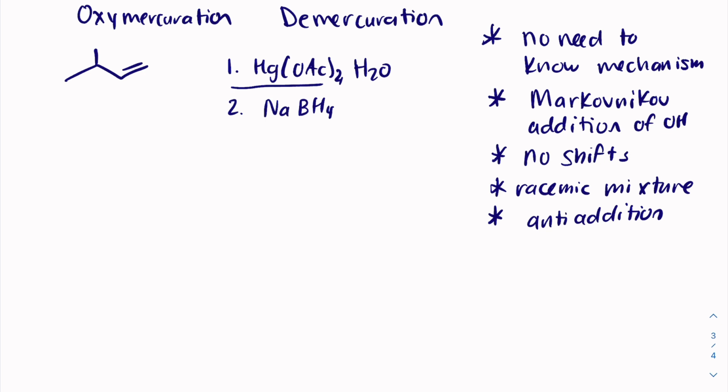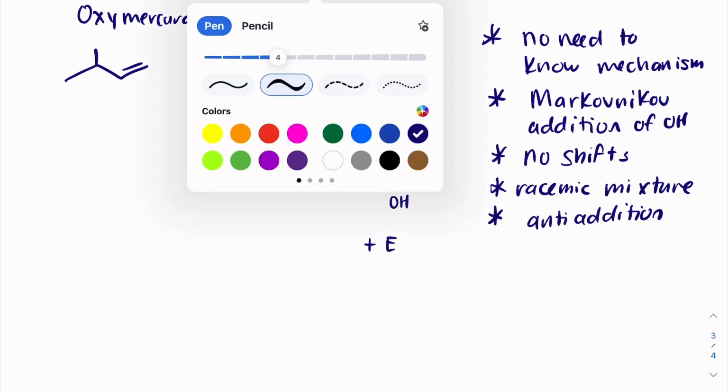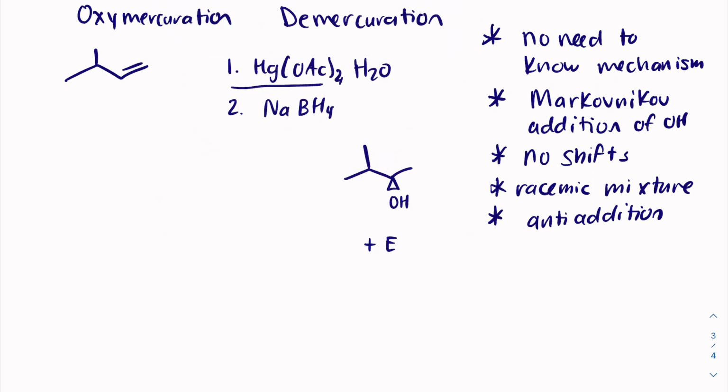So our products are going to be a double bond turning into an alcohol group, specifically the alcohol group being added at the most substituted, so that'd be left carbon. And then we'll get its enantiomer. Technically, although you don't have to show it because this isn't a chiral carbon, with it being anti-addition, the hydrogen that was added is opposite in stereochemistry.